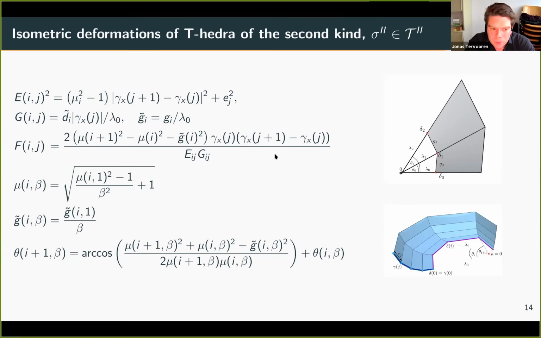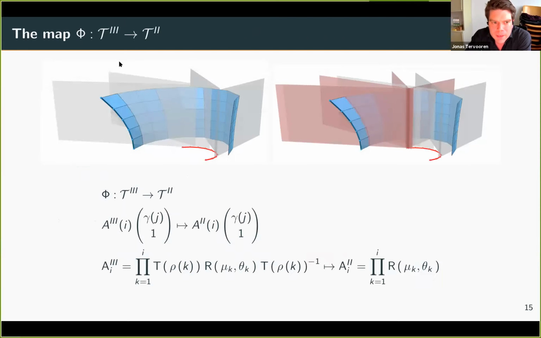It becomes more and more complicated in the third case, and especially it involves a lot of arcsine and arccosine terms if one wants to do that directly, which is not really numerically stable. So the idea is to obtain the isometric deformations of the third kind by mapping the T-hedra of the third kind to T-hedra of the second kind, transform them, and then map back accordingly. I will explain now how this is done.